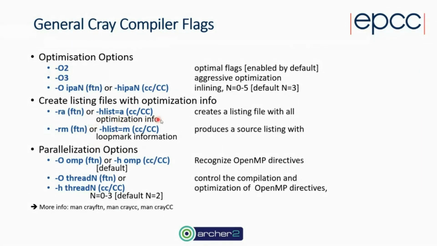Then you can have a look at producing listing files or source files with information about what the compiler's done to that. OpenMP compilation, which is on by default for the C compiler, you can turn off with the -h no_omp flag. And then some of the threading directives you can do there as well.